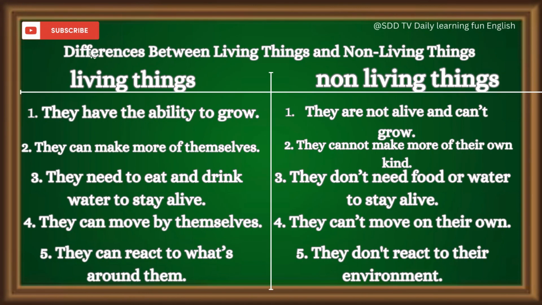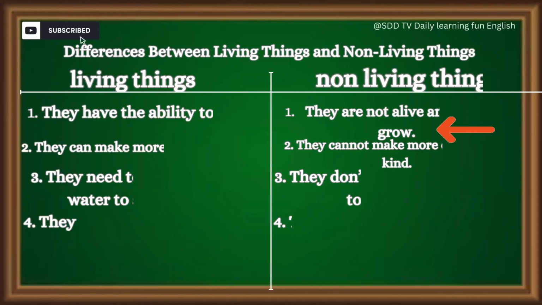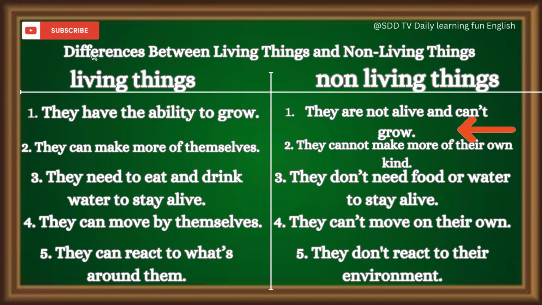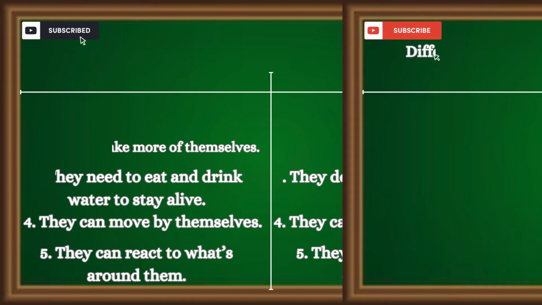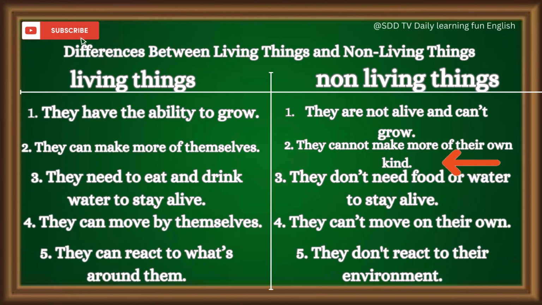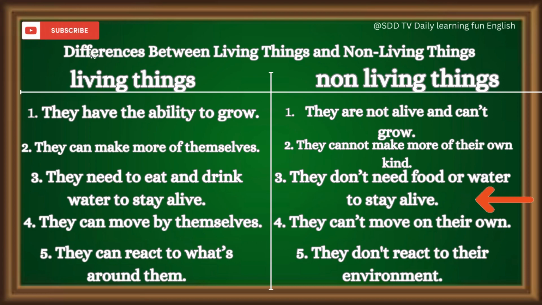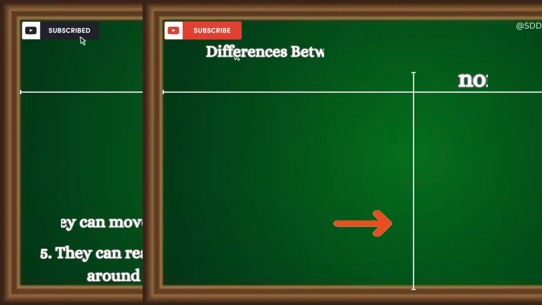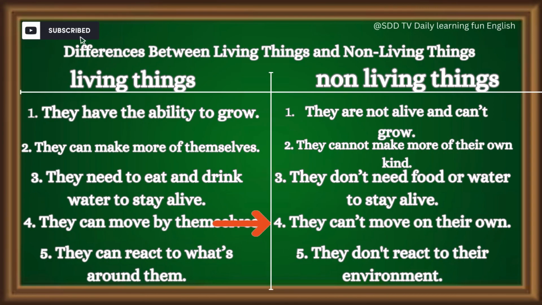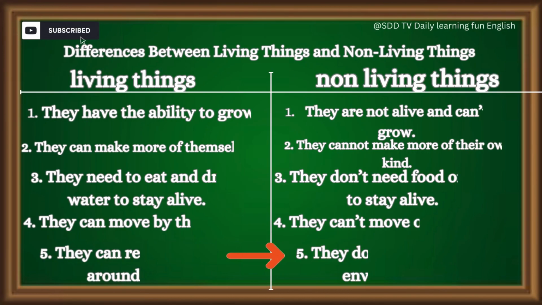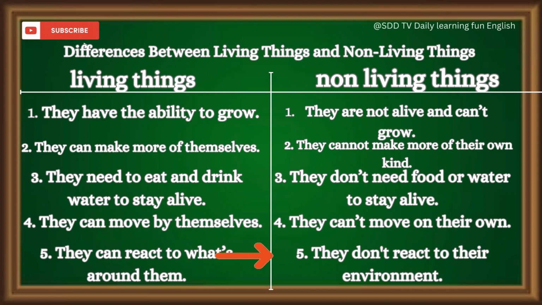We'll check with non-living things. They are not alive and can't grow. They can't make more of their own kind. They don't need food or water to stay alive. They can't move on their own. They don't react to their environment.